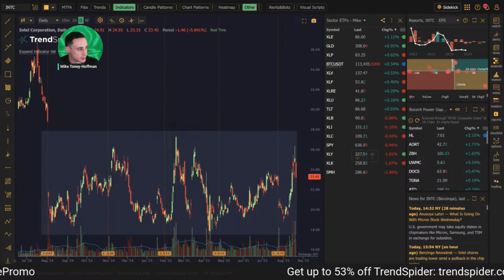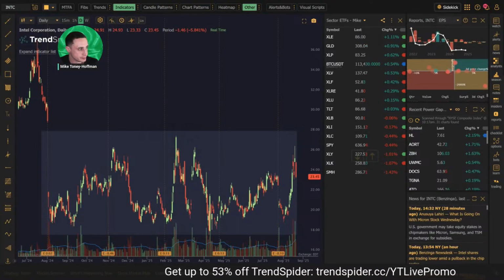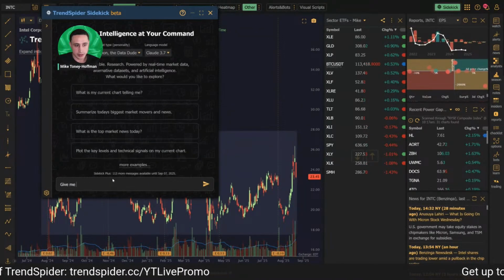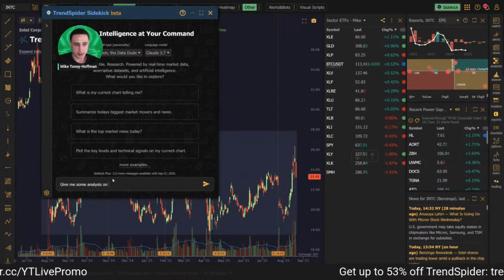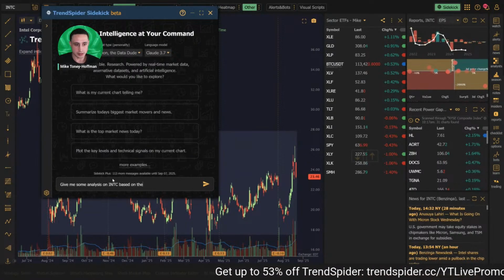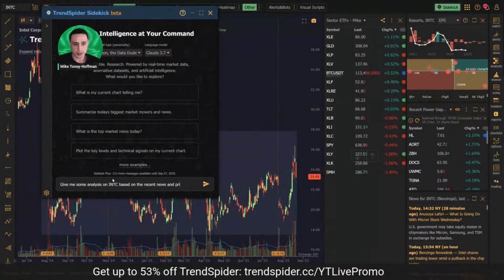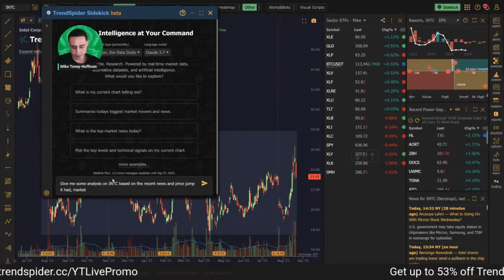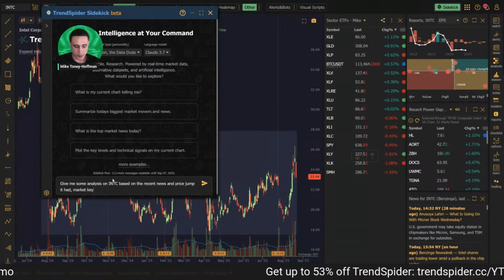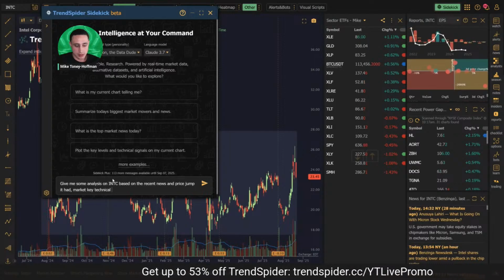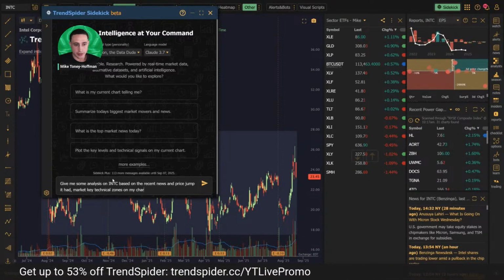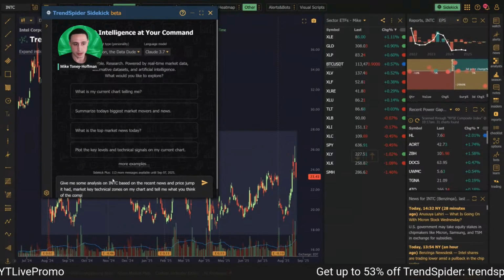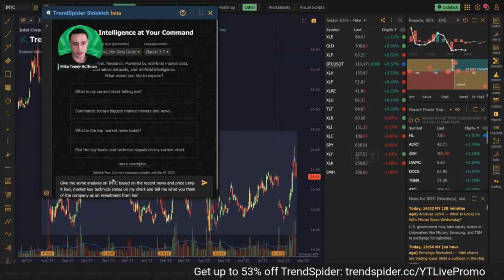What else do we got here? Kind of want to ask Sidekick about Intel. Give me some analysis on Intel based on the recent news and price jump it had. Mark key technical zones on my chart and tell me what you think of the company as an investment from here.